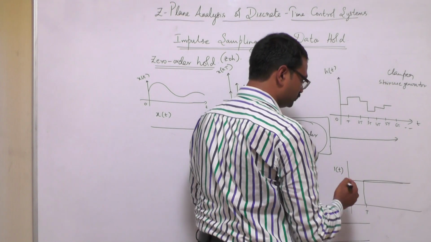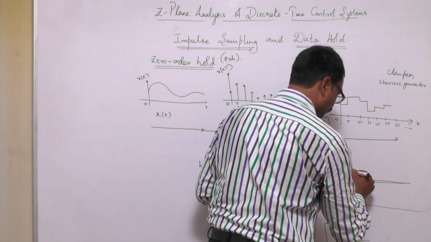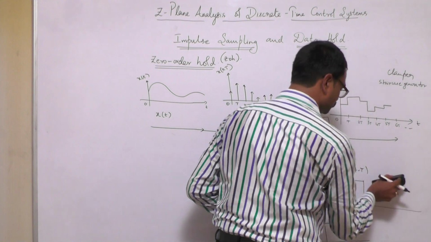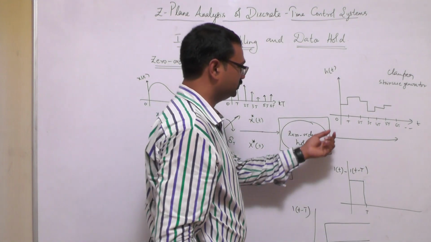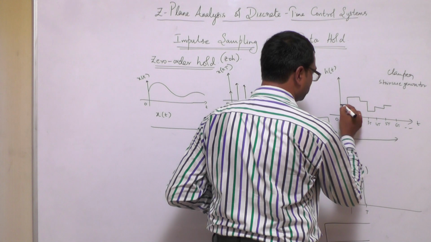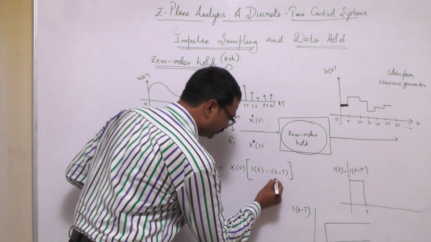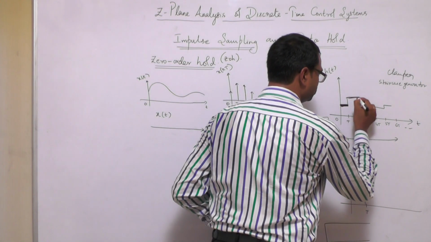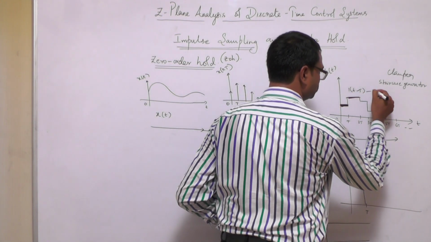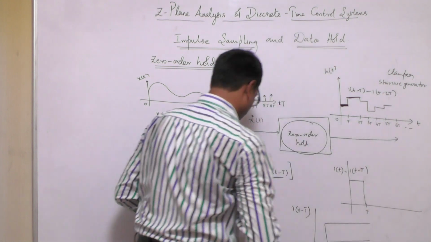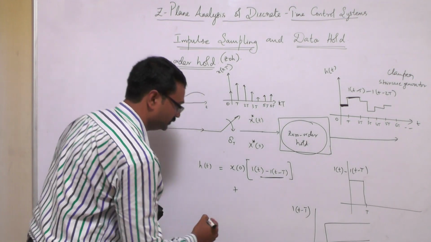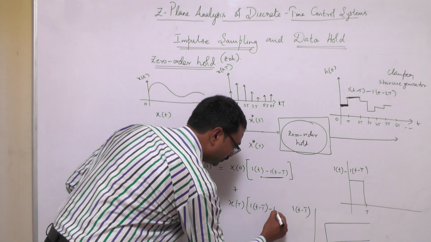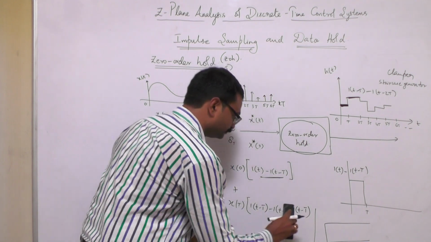Now if I subtract these two, 1(t) minus 1(t minus T), what value am I left with? These two are the common terms, so I am left with only this signal. So this is the signal that I am trying to represent with 1(t) minus 1(t minus T). And what is the value of the next signal? It is 1(t minus T) minus 1(t minus 2T). Therefore, I can add that signal here, x(T) into 1(t minus T) minus 1(t minus 2T).